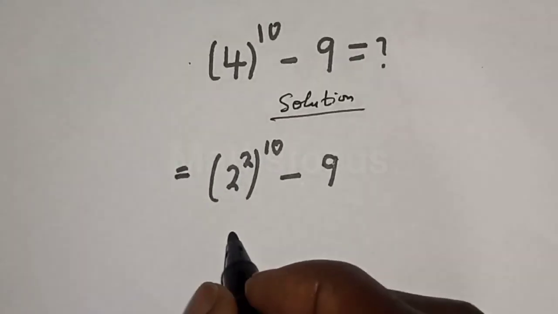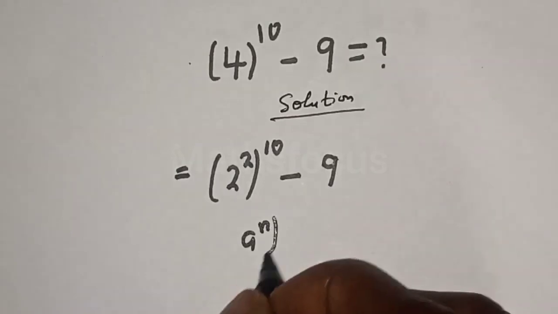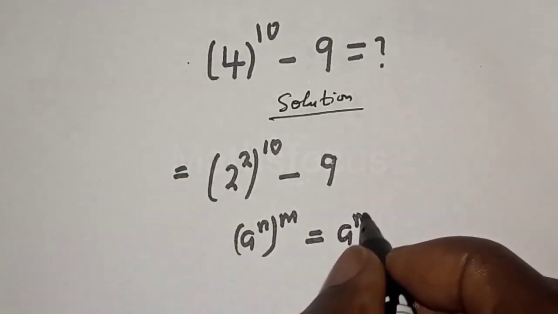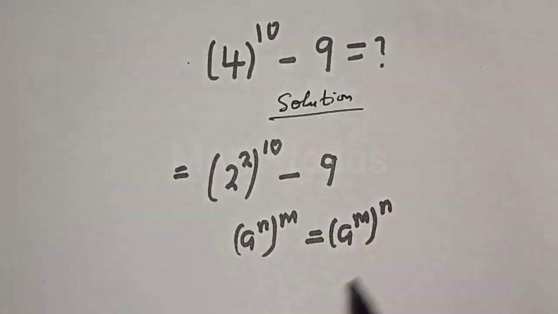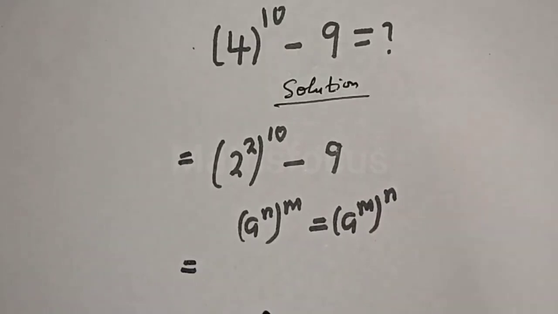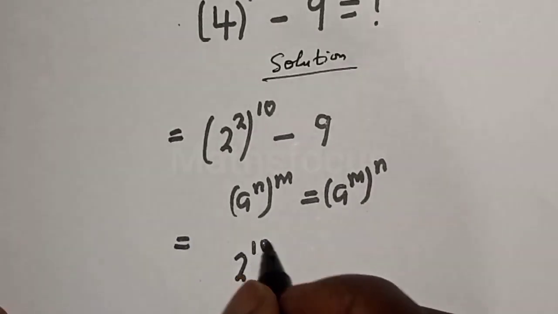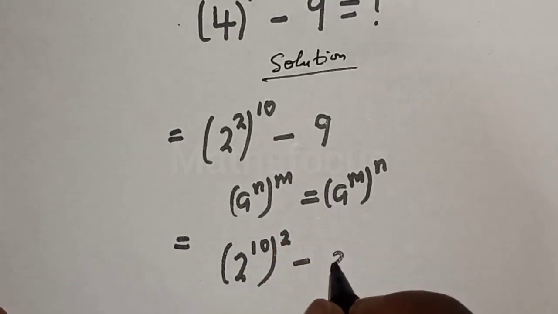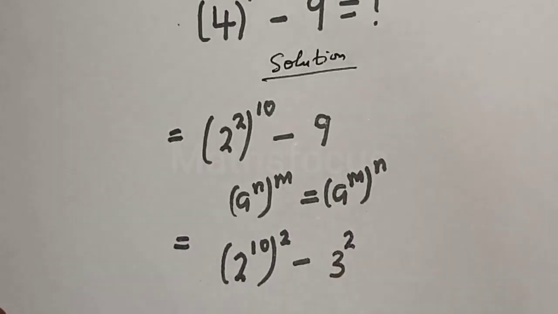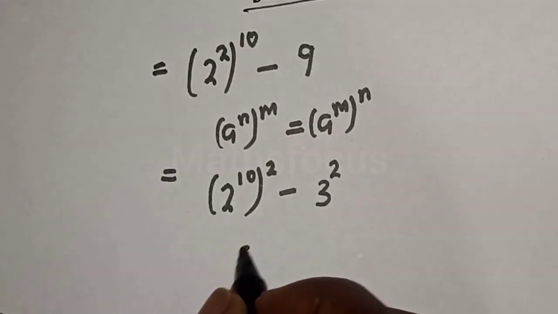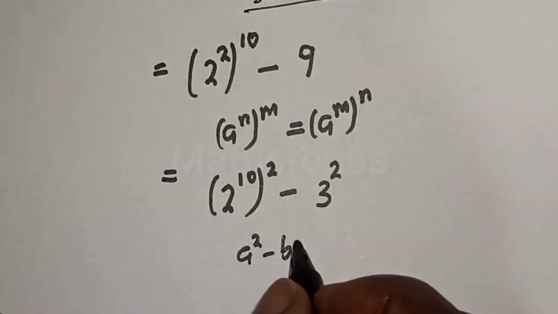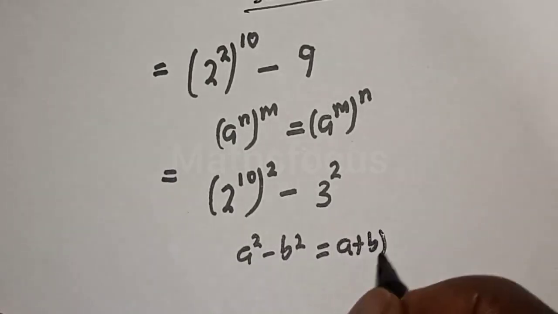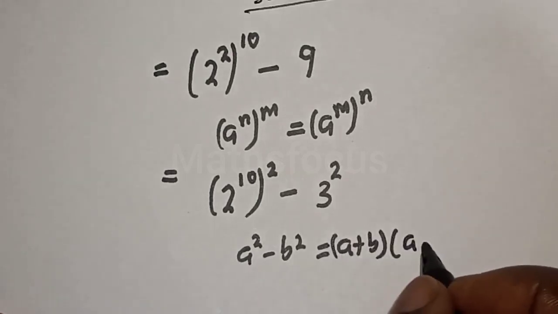Then take note of this rule: if you have a raised to power n, raised to power m, this is equal to a raised to power m, raised to power n. So this is equal to 2 raised to power 10, squared, minus 9, and 9 can be written as 3 squared, and this is a perfect square. Also, if you have a squared minus b squared, this is equal to (a plus b)(a minus b).